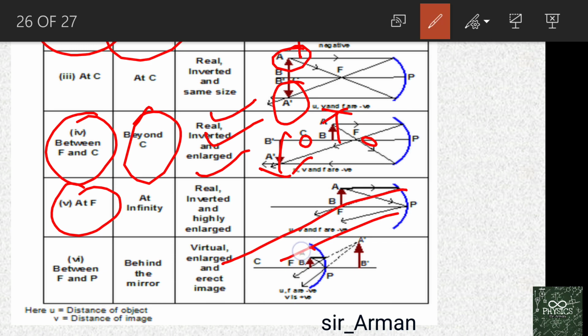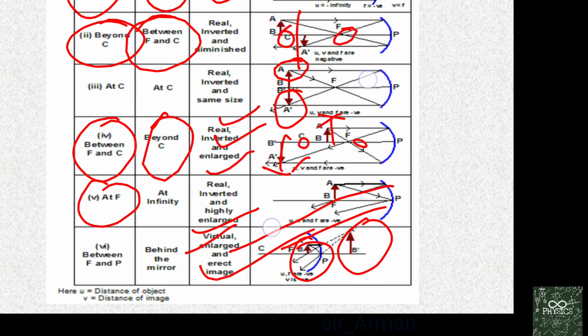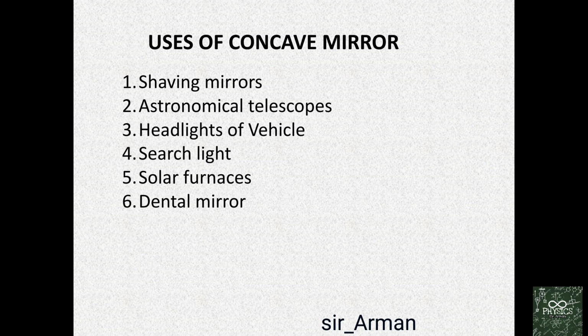Now in case number 6, we obtain the virtual image. So in the case of a concave mirror, only in one case, that is case number 6, do we obtain the virtual, enlarged and magnified image. Here we place our object between the pole and principal focus, and we obtain our image behind the mirror, and its nature is virtual, enlarged, that is magnified, and erect.